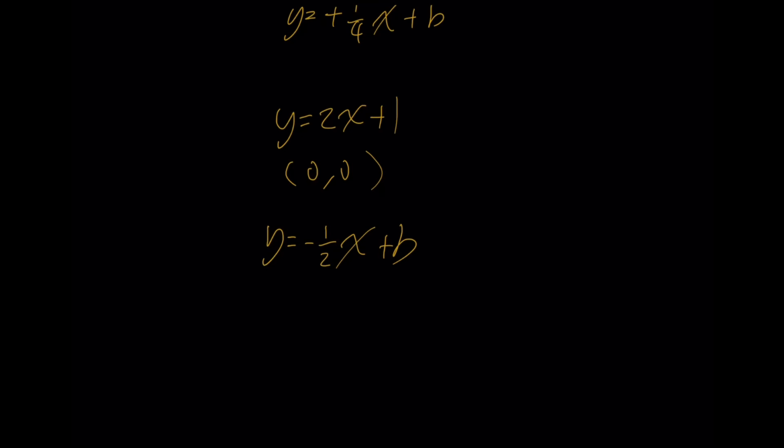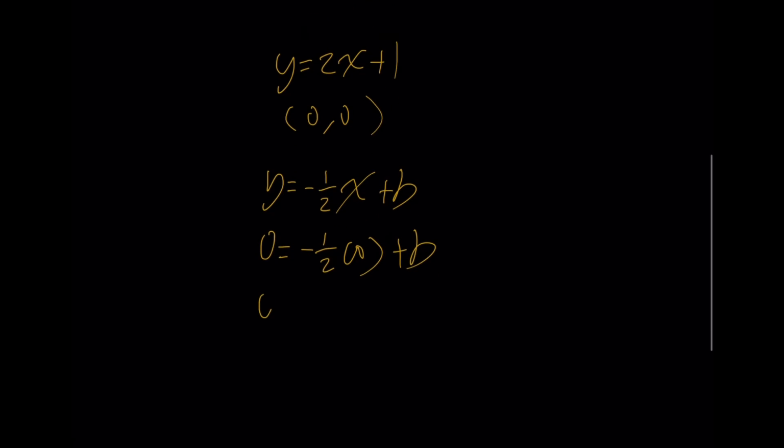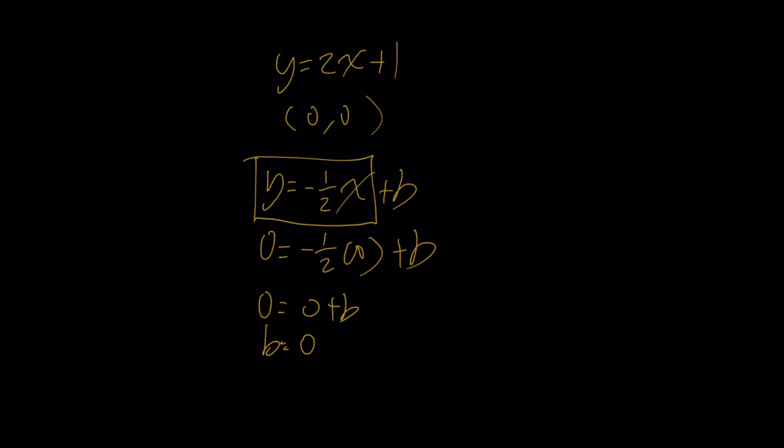So y = 0 and x = 0, giving 0 = 0 + b, so b is equal to 0 again. Our equation will be y = -(1/2)x, which is perpendicular to y = 2x + 1. Let's try again. Let's say I want to go through the point 2, 4 this time.